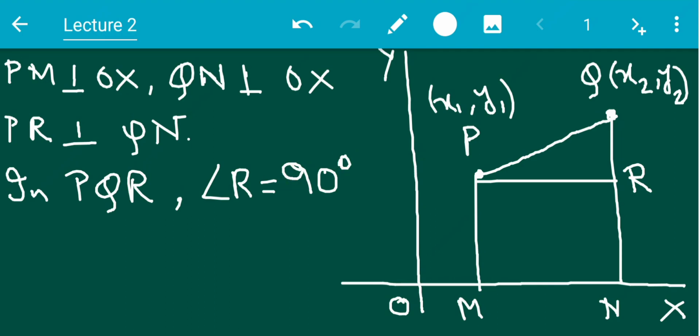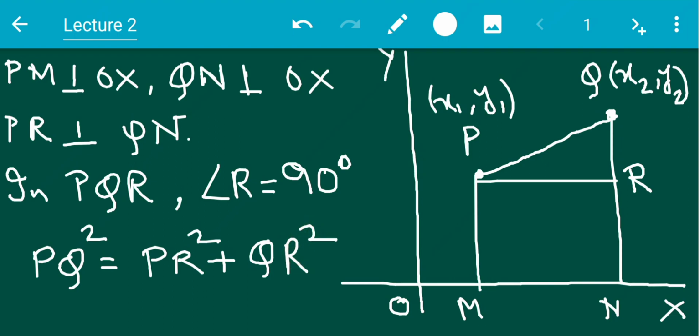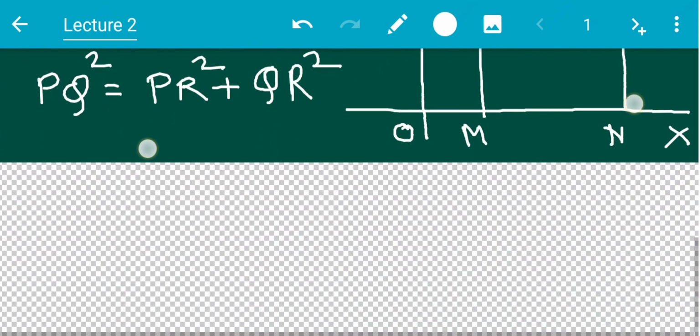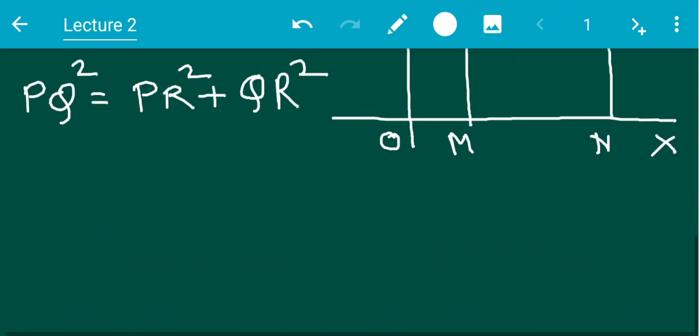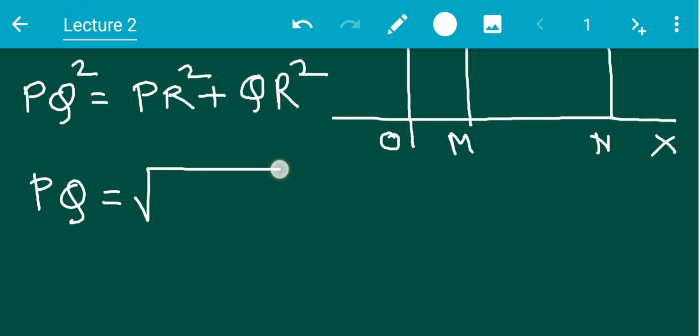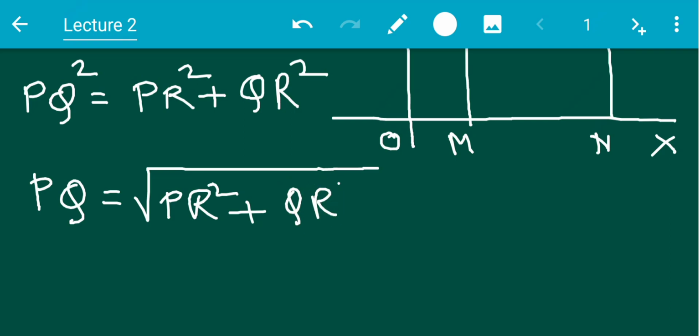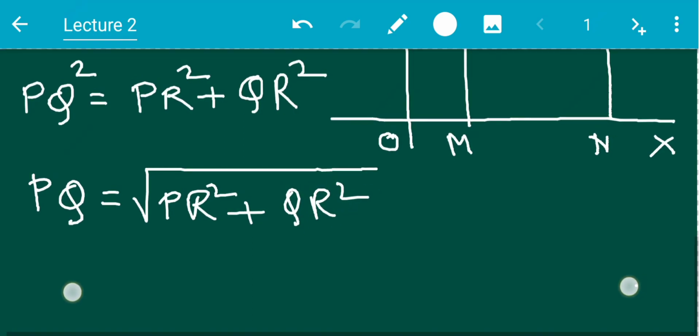So you can apply the Pythagoras theorem. By Pythagoras theorem, PQ square is equal to PR square plus QR square. We need to find PQ, so we need to find PR and QR. PQ is nothing but the square root of PR square plus QR square.